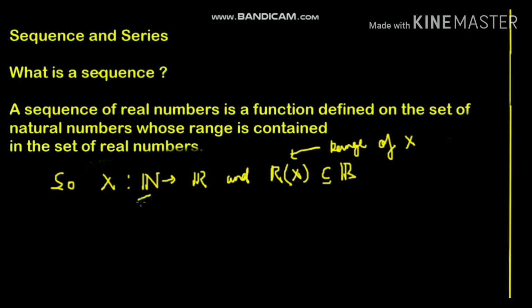So this is the way a function is identified as a sequence. Remember, the domain should be natural, where N is the domain. This is one of the most important things: the domain should be natural, then x is a sequence, and the range should be a subset of R. So that was the basic definition of a sequence.